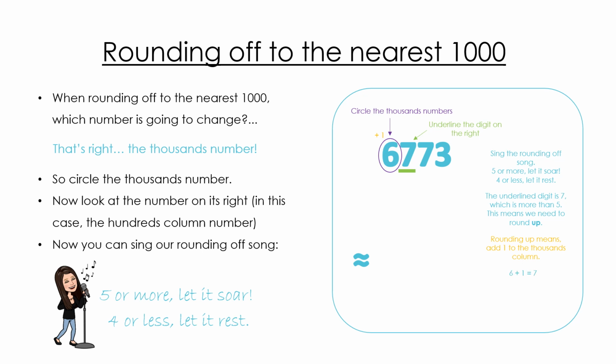6 plus 1 is 7. Everything to the right becomes 0. 7 becomes a 0, the 10's 7 becomes a 0, and the 3 becomes a 0. Done.